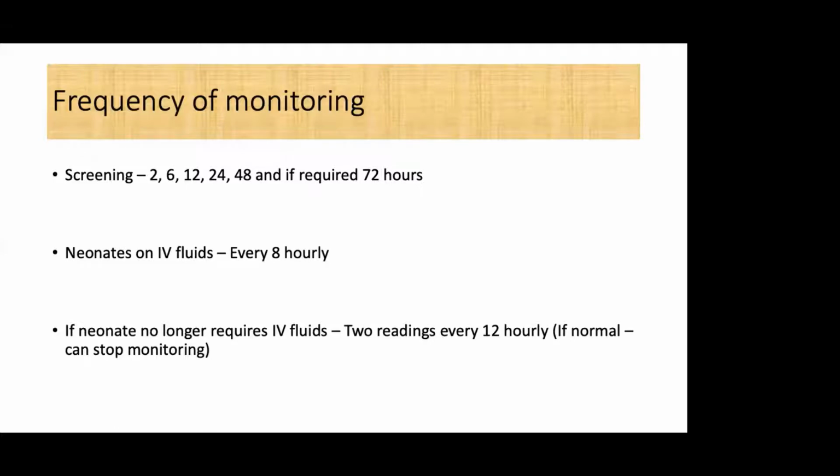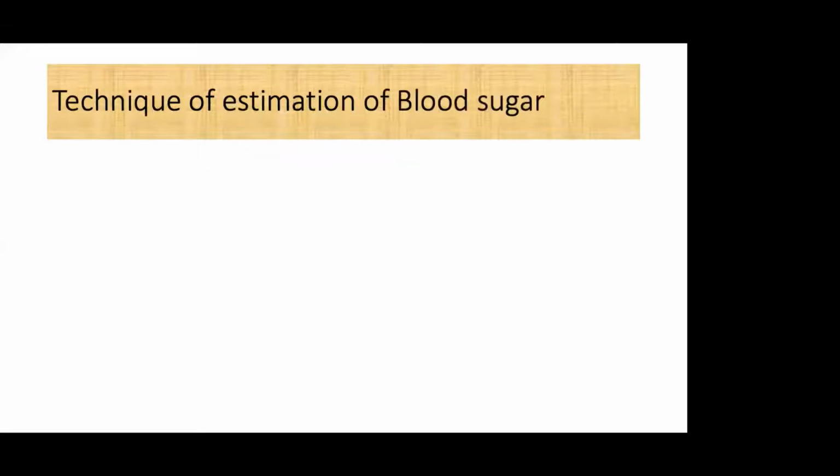For routine screening of all at-risk neonates, we should monitor blood sugar at 2 hours, 6 hours, 12 hours, 24 hours, 48 hours, and if required, 72 hours. All neonates who are on IV fluids should have blood sugar monitored every 8 hours. And after any baby with hypoglycemia has been managed, and after we have stopped IV fluids, or if the baby no longer requires IV fluids, 2 further readings are required at an interval of at least 12 hours. If both readings are normal, we can stop sugar monitoring.